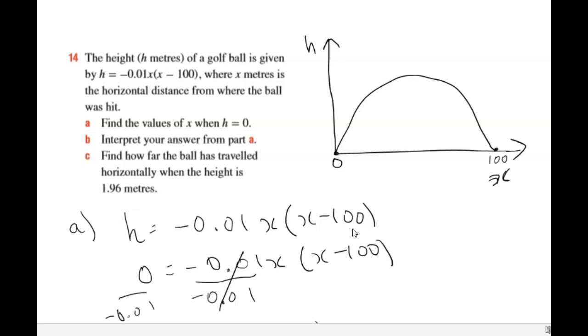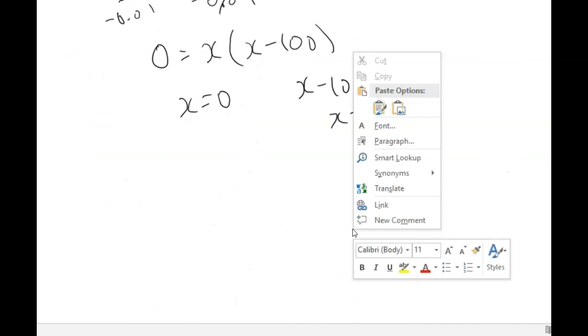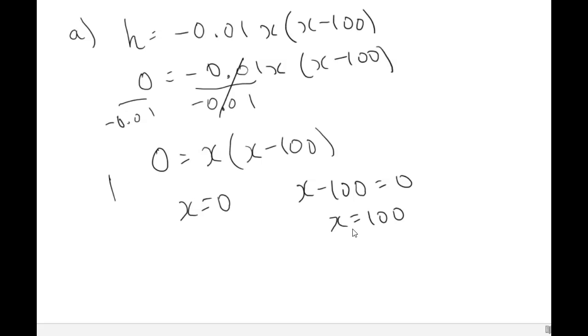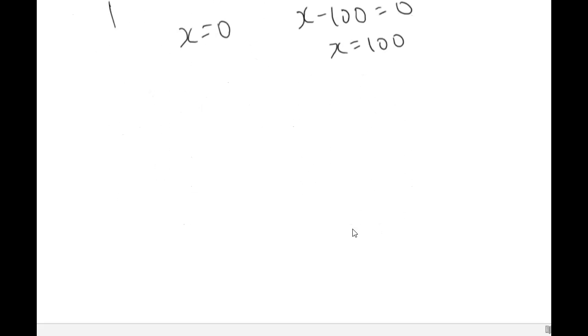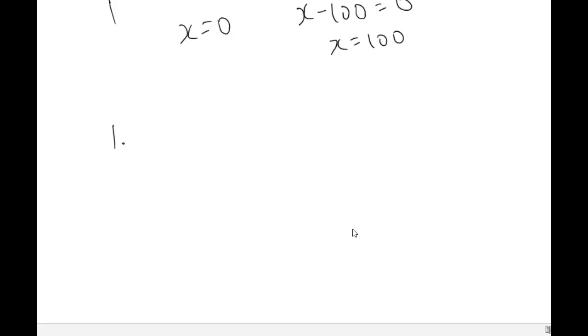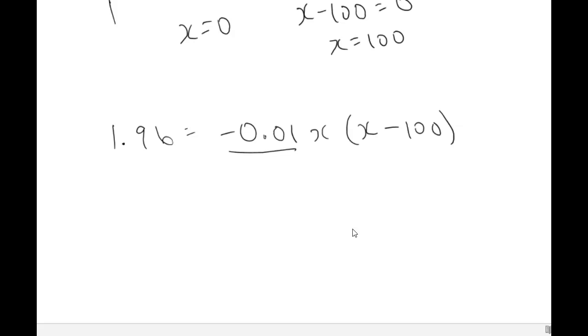Find how far the ball has traveled horizontally when the height is 1.96 meters. Okay, so, oh, that's weird. So your height is 1.96 and your formula for your equation is that. All right, and now we just got to solve for x. So again, we can divide both sides by negative 0.01. And that cancels.